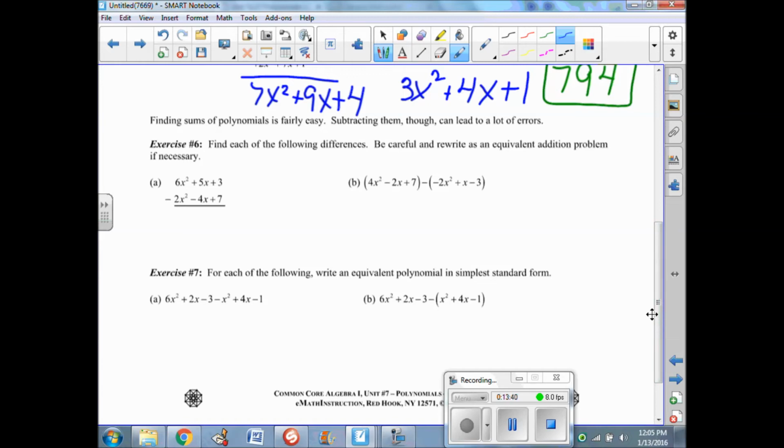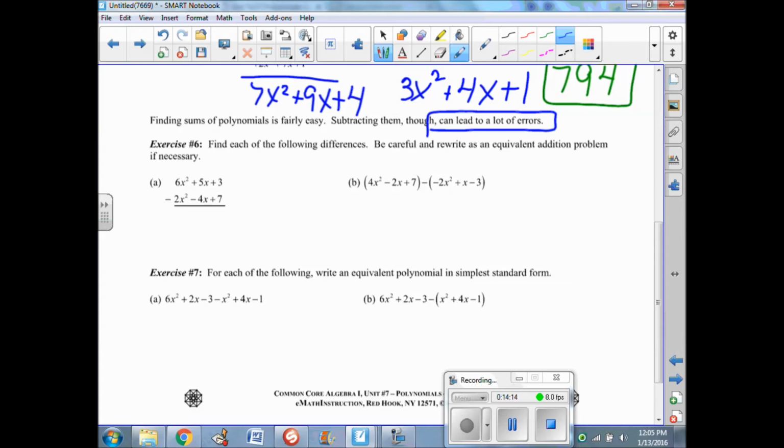All right, so it says finding sums of polynomials is easy. Subtracting them, though, can lead to a lot of errors. So we just have to be careful with subtraction. Find each of the following differences. So what is really happening here with subtraction? So we've got our first polynomial, 6x squared plus 5x plus 3 minus 2x squared minus 4x plus 7. If I've got to subtract these two, be real careful.